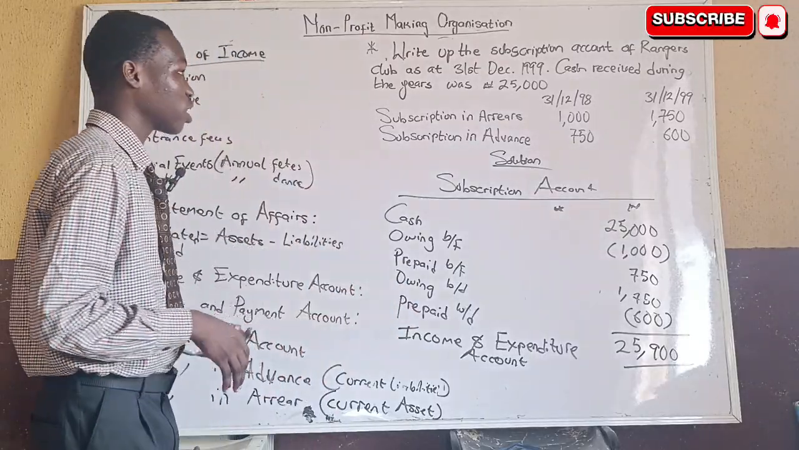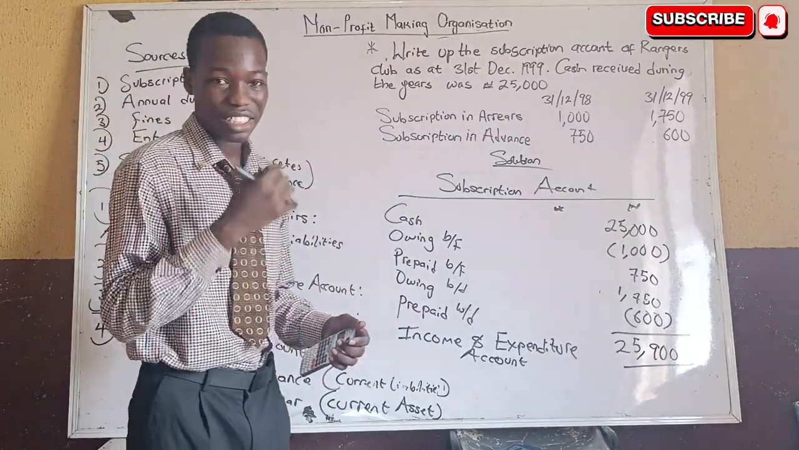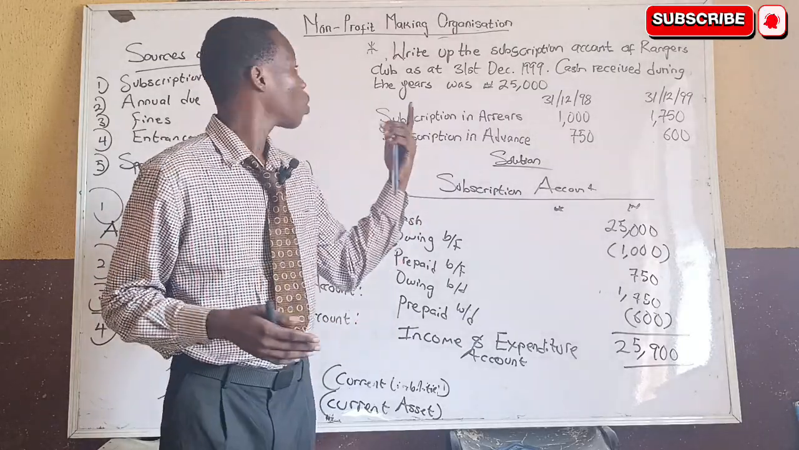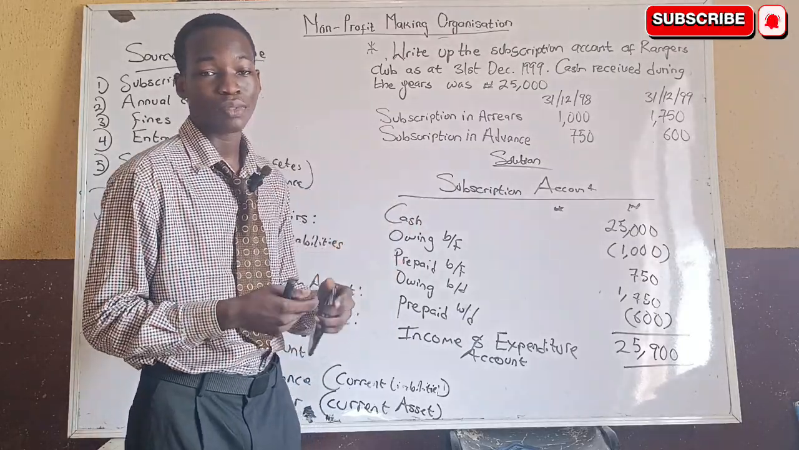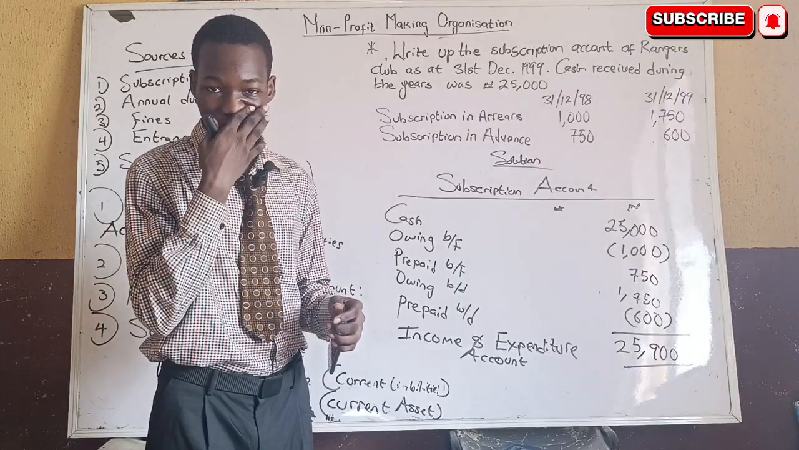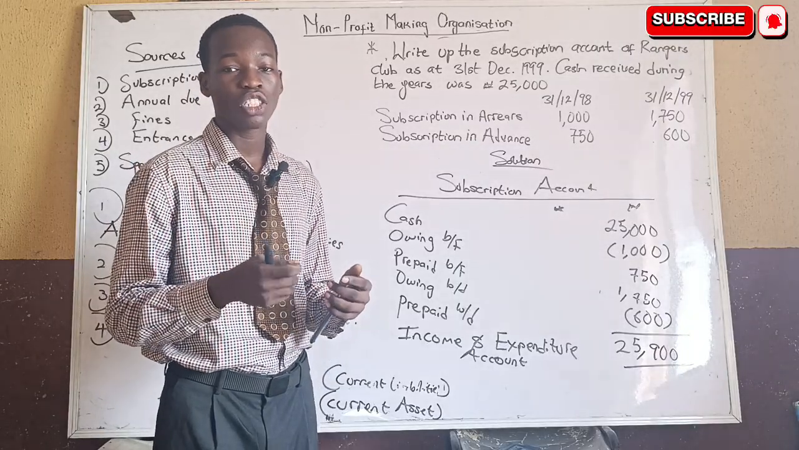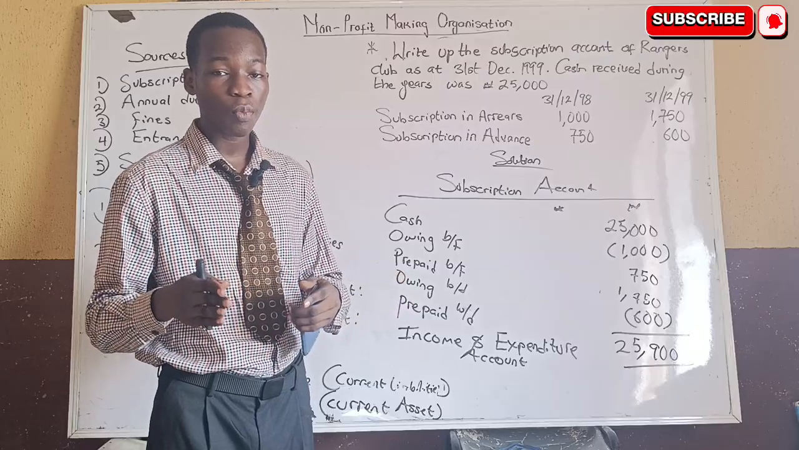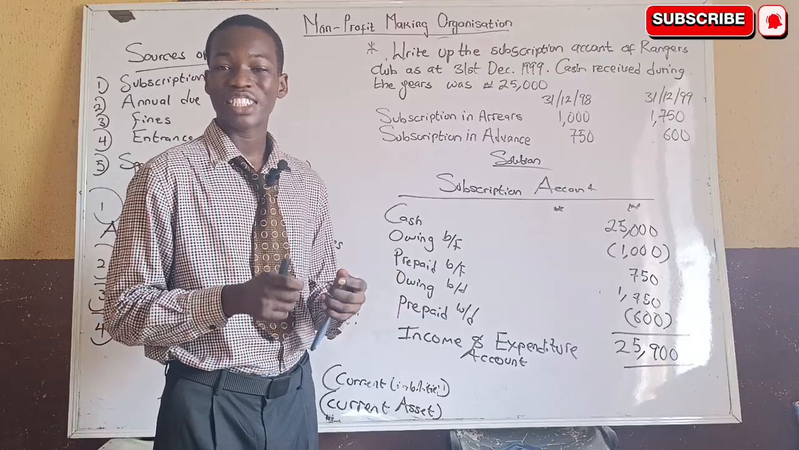Now let's look at the balance sheet and trading account, because sometimes not-for-profit making organizations engage in some trading activities. So it's not that they sell the goods to their members. No, they don't sell to their members, but they sell to people, anyone that is not their member.